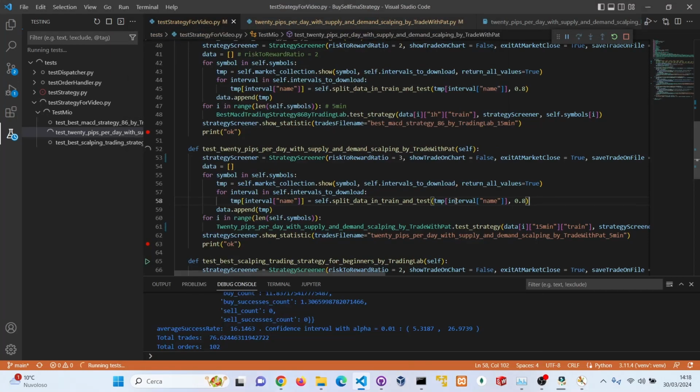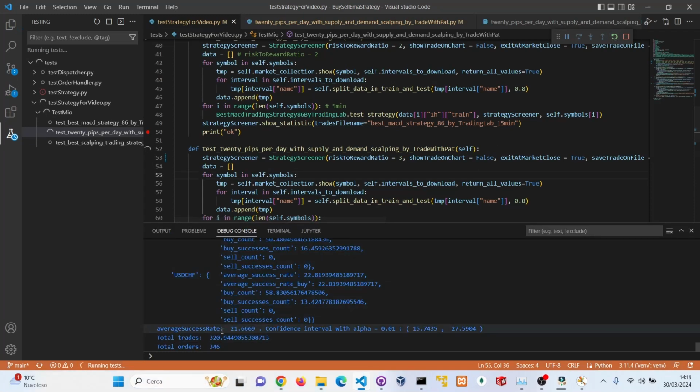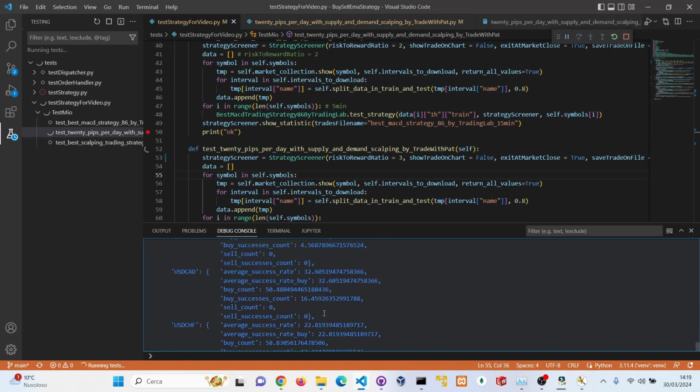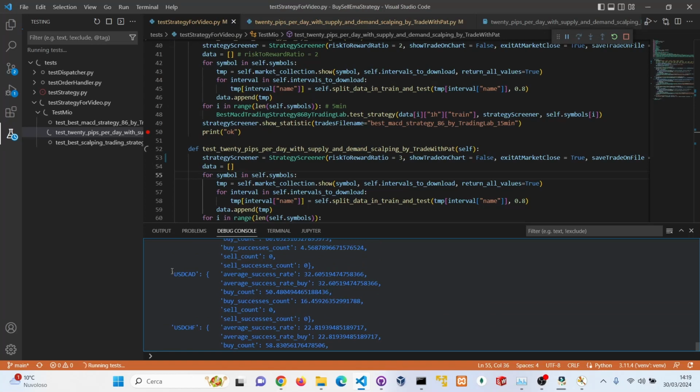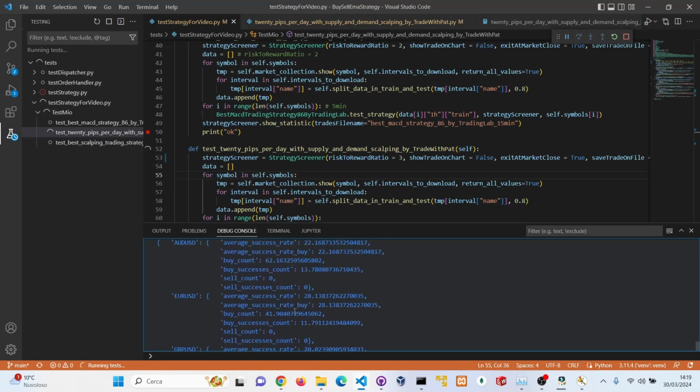I have also tried this strategy with basic conditions on the 5 minute time frame, so let's see how it performs. As we can see, the average success rate is 21%. In order to break even, it should be 25%. So it's not profitable, first of all. But it's profitable on the USD/CAD, with a 32% average success rate, and on the EUR/USD.